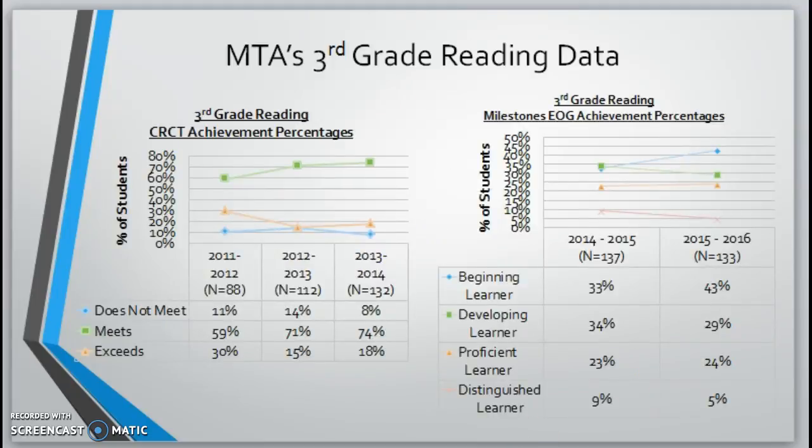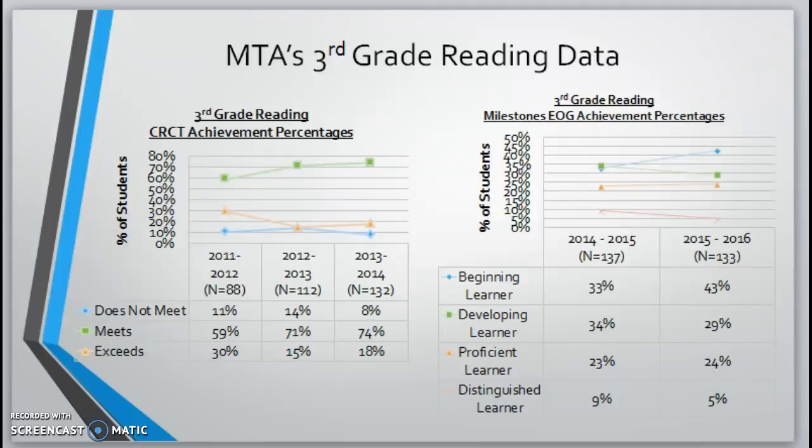CRCT data from 2011 to 2014 shows third grade reading scores showing an upward trend of the percent of students that meet the standard. This trend, coupled with the percent of students that do not meet declining between 2011 and 2014, with a slight spike in 2013, reveals that Martin's reading achievement scores for CRCT improved from 89% meeting and exceeding to 92%.